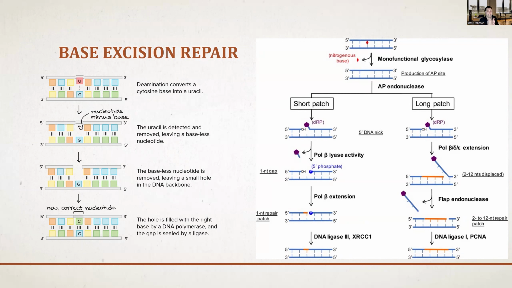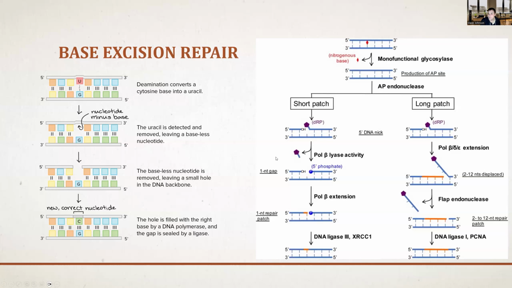We're just removing that single base. And in fact, we basically create an abasic site. So if we have an abasic site, this is where we're starting from right here. Okay, we have a nucleotide minus the base. The baseless nucleotide gets removed. Okay, so pop it out. And then all we have to do is use DNA polymerase to come in, make the right base pair, and seal the gap with ligase. That simple. Okay, so that's one mechanism for base excision repair.